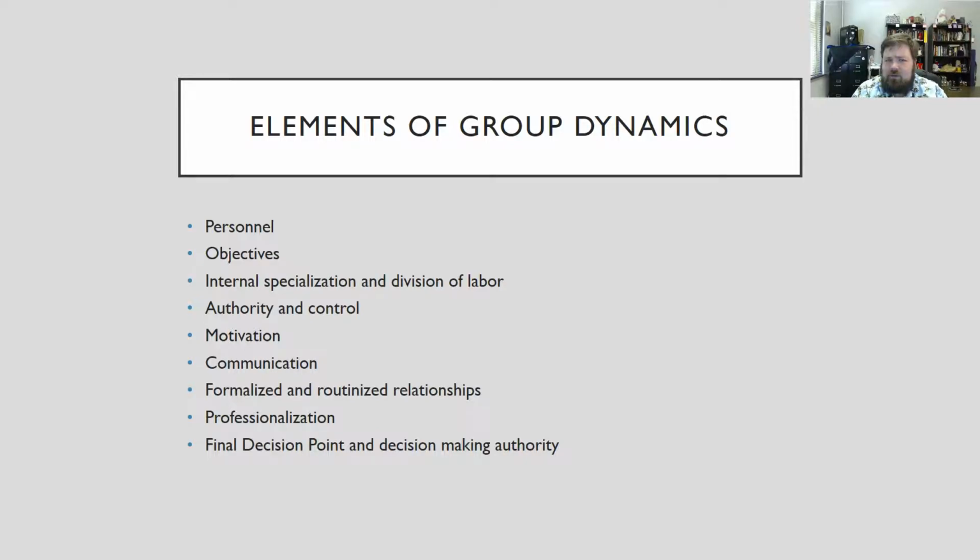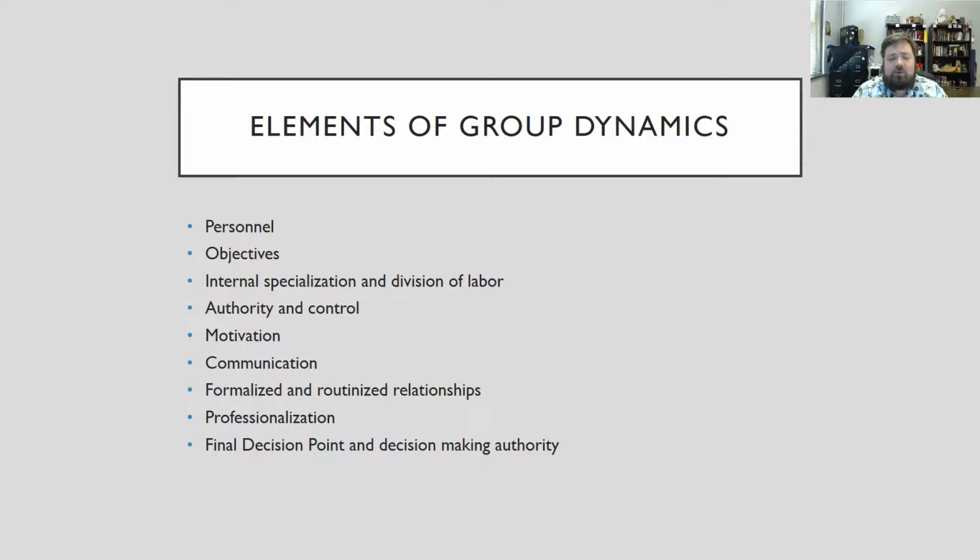The motivations of everyone involved and the motivations of the group itself are really important to how the group is going to think. And the way they communicate is also going to influence the outcomes that they make. There needs to be some degree of formalized and routinized relationships. The way that people interact with each other becomes very formalized over time, and this has a good deal of impact on the way that groups make their decisions. We also see whether or not groups become very professionalized in the way they do things. Are they very relaxed in the way they make decisions, or do they have a very professional approach?